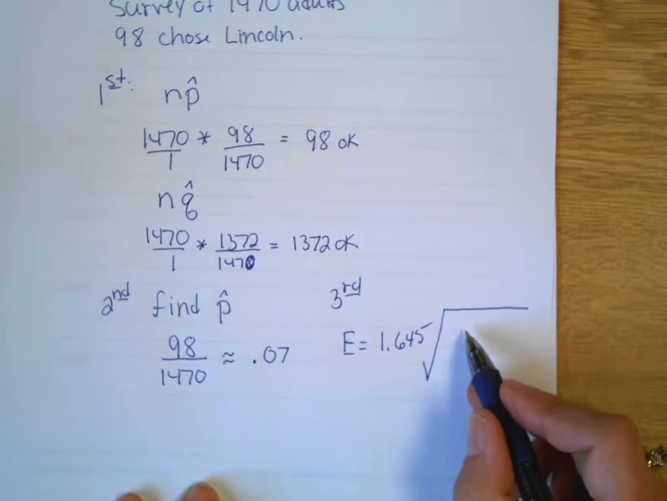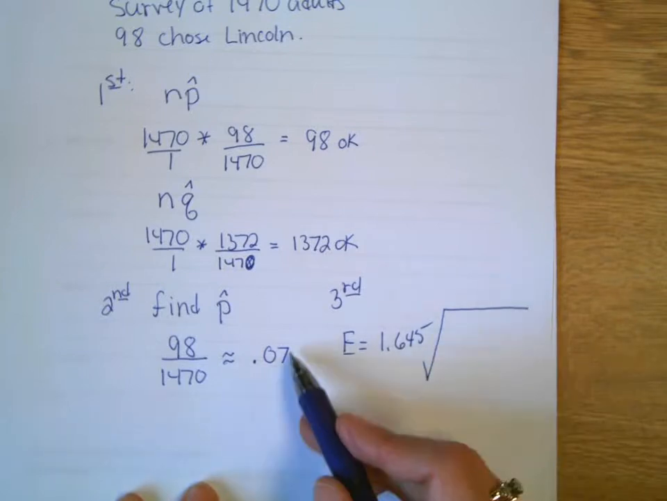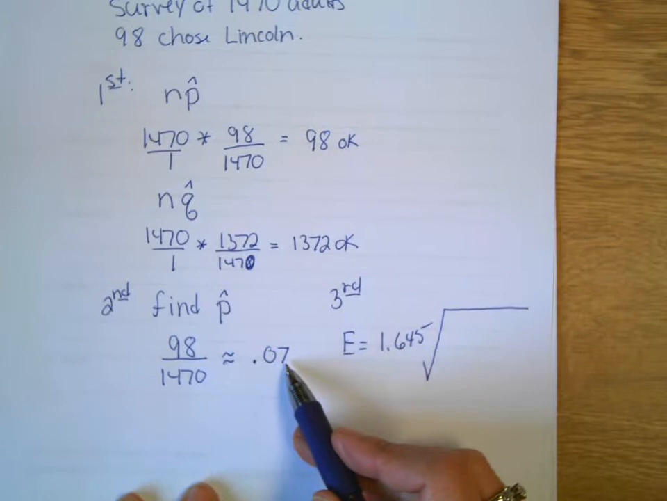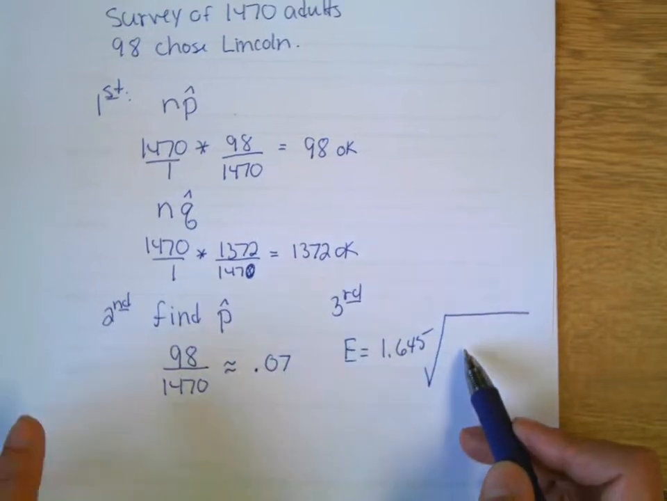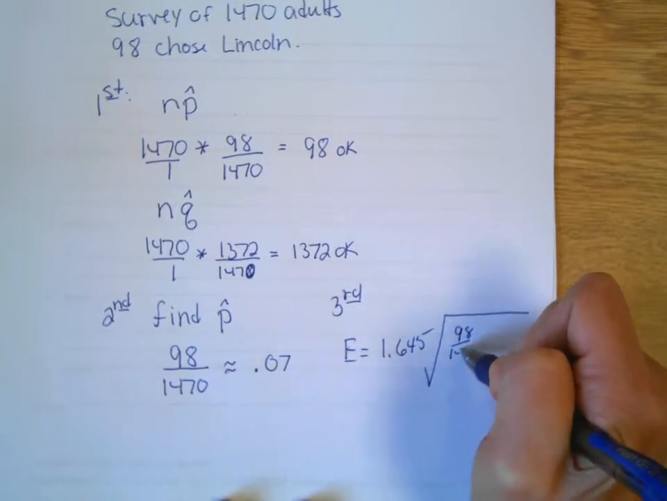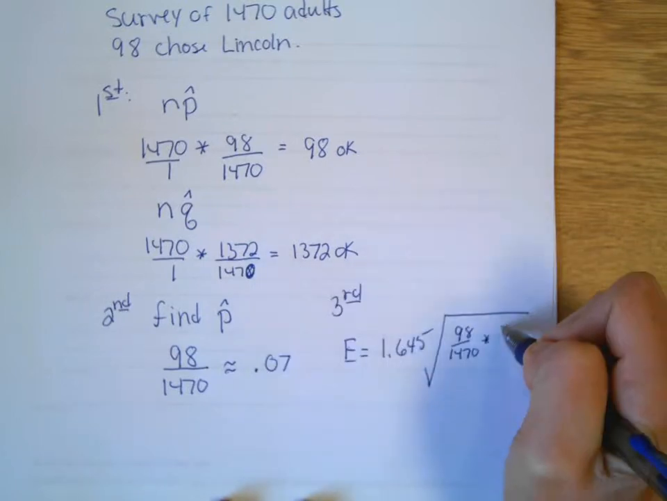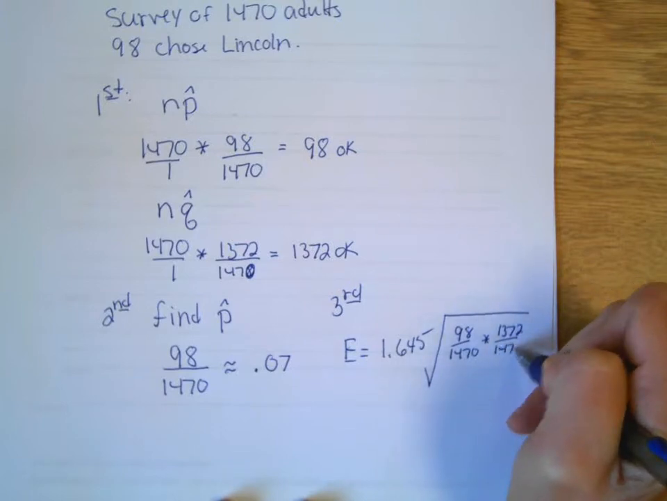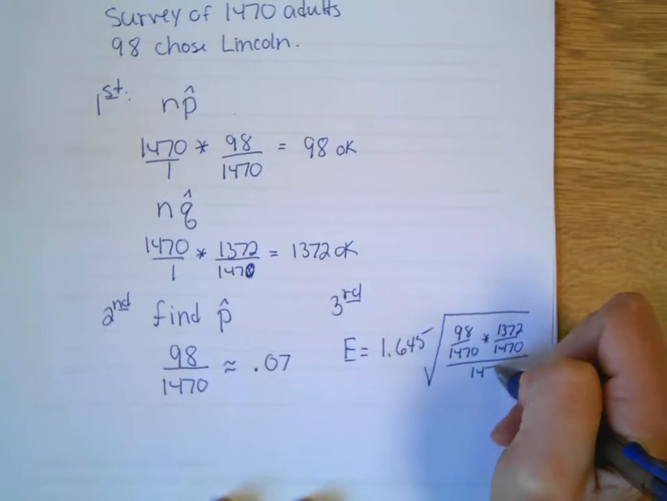I'm going to go back to my fractions though because I have them. It doesn't matter if you use fractions or decimals. If I use fractions, I'm going to be more accurate instead of using this rounded off decimal. The process is take p hat, multiply by q hat, divide by n. So my two fractions are 98 out of 1470, and the q hat you told me was 1372 out of 1470, divided by the sample size of 1470.